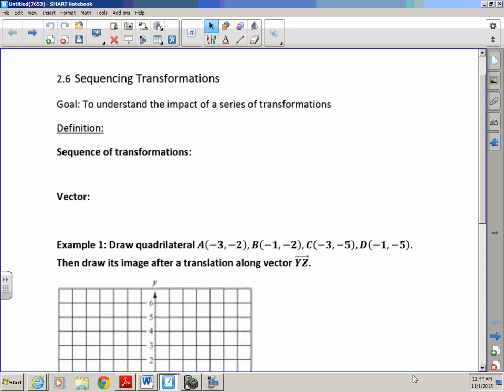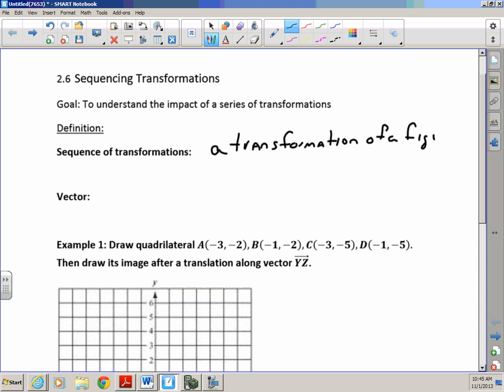The purpose of today's lesson is to see what happens when we have a series of transformations that a figure undergoes. Now, what does a sequence or series of transformations mean? It simply is a transformation of a figure more than one time.